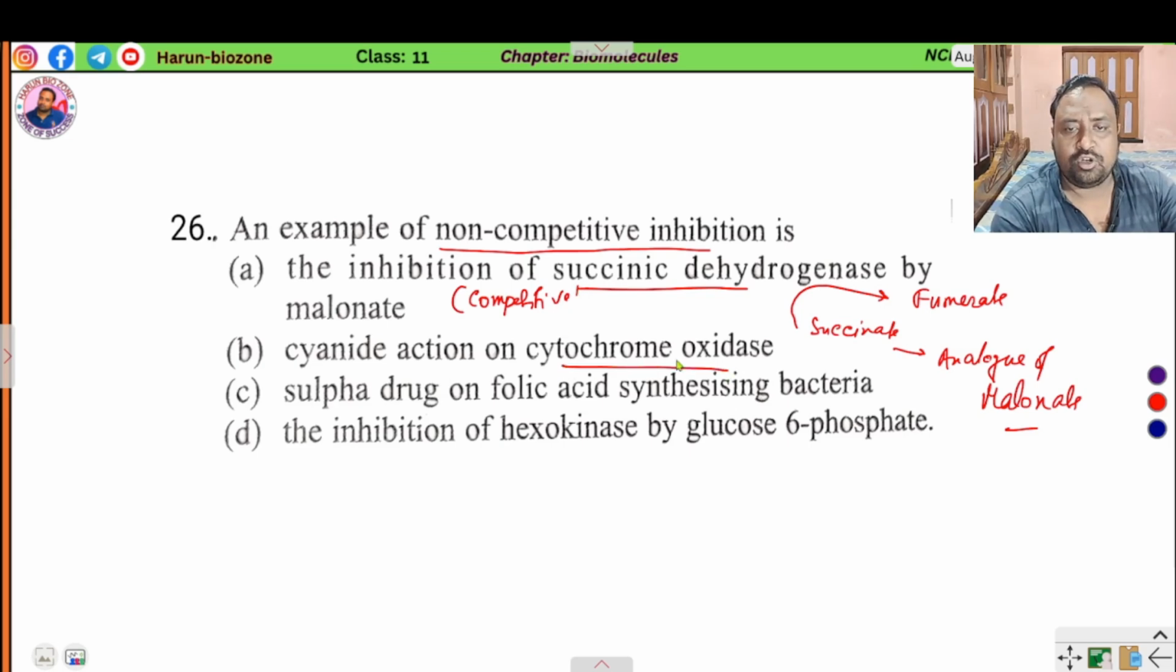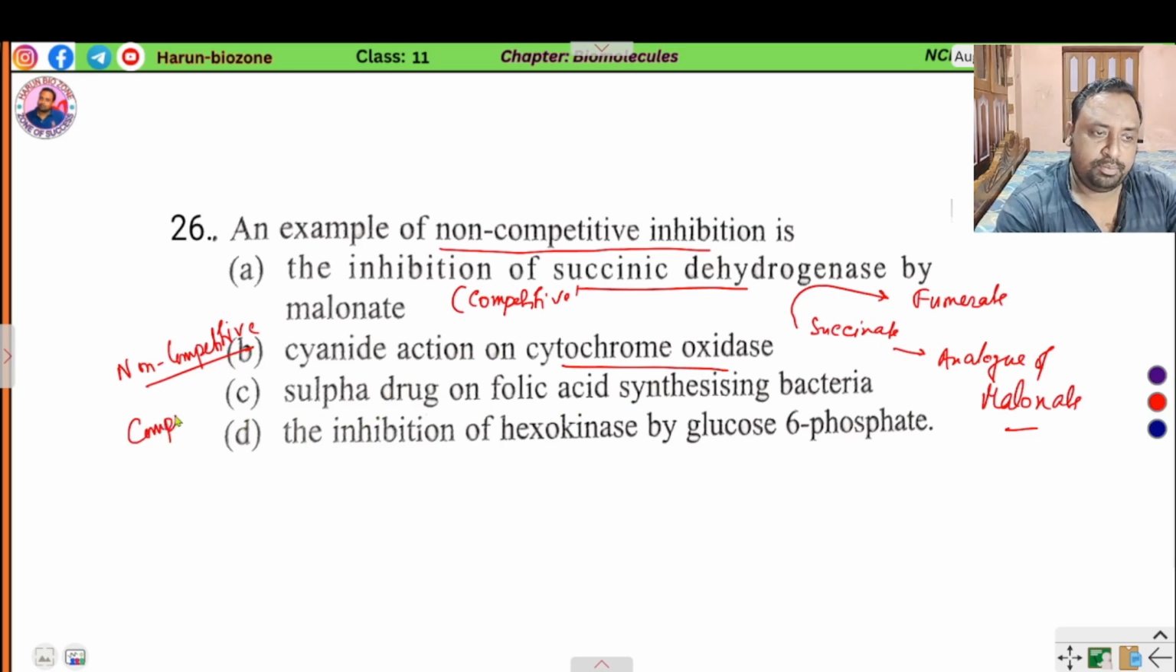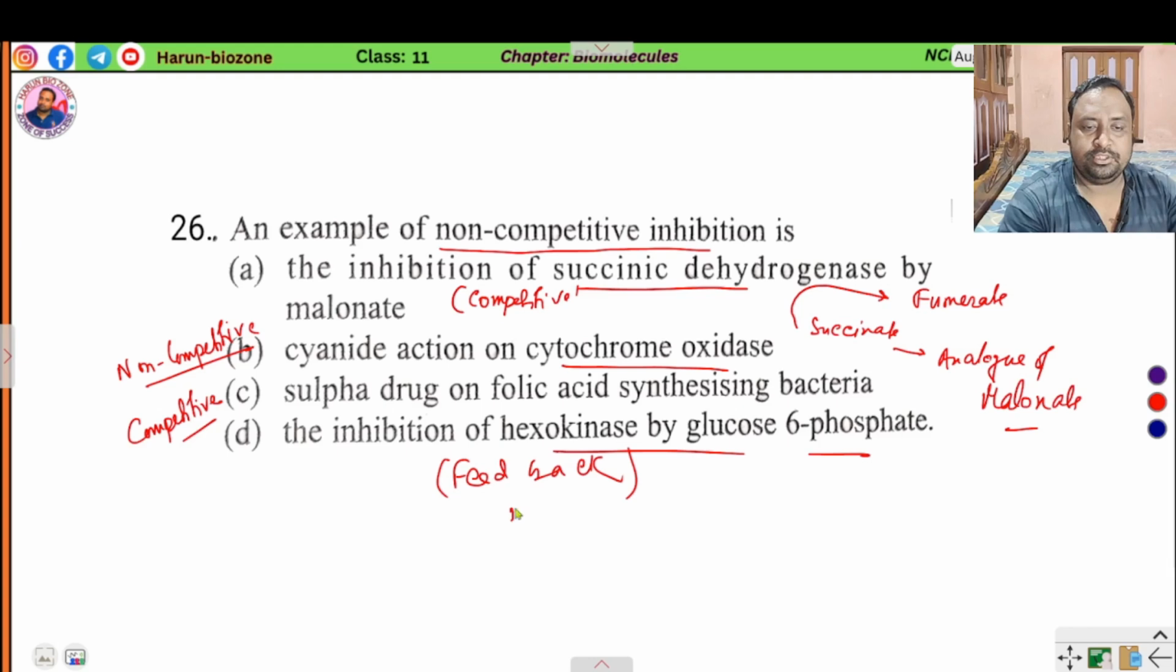Cyanide action on cytochrome oxidase. Cyanide deactivates cytochrome oxidase. It is a non-competitive inhibitor, not reversible. Sulfur drug and folic acid, this is competitive. The inhibitor of hexokinase, glucose 6 phosphate, is feedback inhibition. So here the right option is C, cyanide.